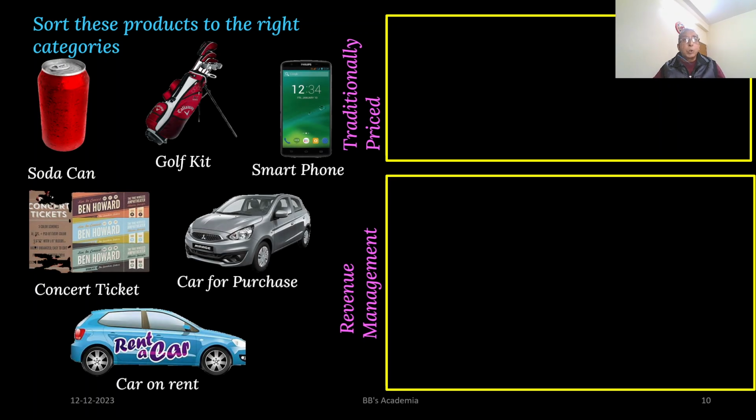One is a soda can, golf kit, smartphone, concert ticket, any concert in your local area where renowned artists are going to perform, so concert tickets are available. Car for purchase, and rent a car. Out of all these products, which one, according to you, belongs to the traditionally priced category or the revenue management category? Think for a moment and decide on your own.